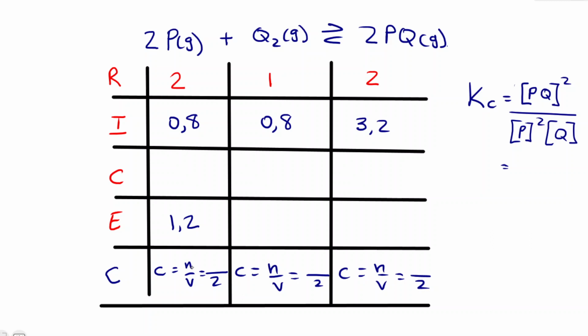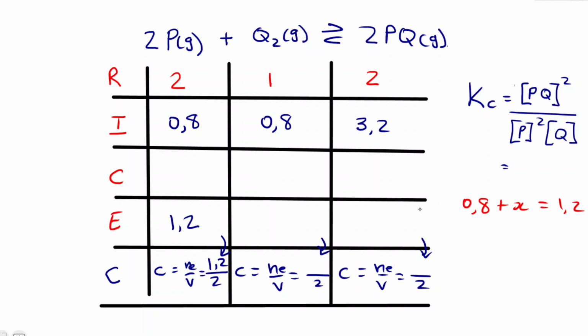Now the number of moles for P at equilibrium is 1.2. The number of moles was 0.8 initially. So that means we need the number of moles that was consumed. C stands for what was consumed, E is what is remaining now at equilibrium. If it was initially 0.8, now we need to know how much was consumed in order for us to know how much was at equilibrium. So it's like 0.8 plus what we don't know equals 1.2.